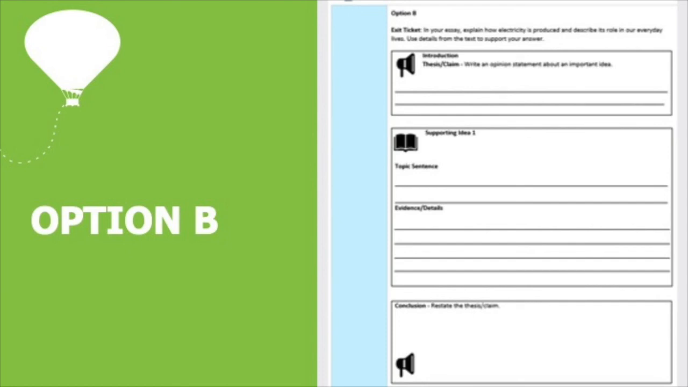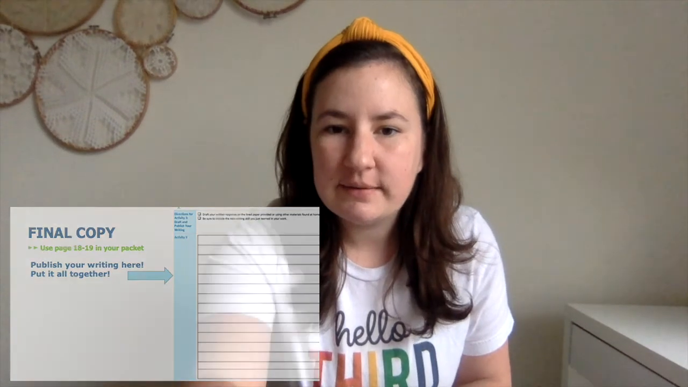Go ahead and plan your writing before you do the final exit ticket. So far, you've planned your conclusion, you've organized your writing, and now you're ready for the final copy. You can find the final copy on pages 18 and 19 in your packet. This is the opportunity for you to be an author and publish your work. So put together all those strong sentences, your introductory paragraph and your conclusion paragraph, and really wow your reader by answering these questions. You can do it.